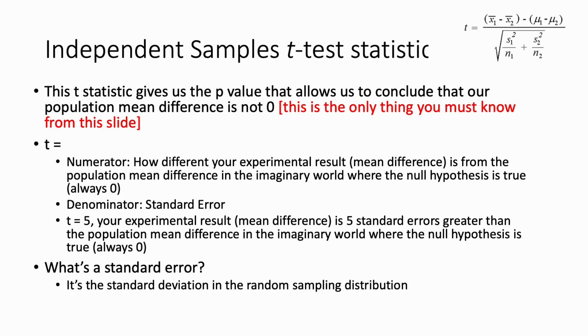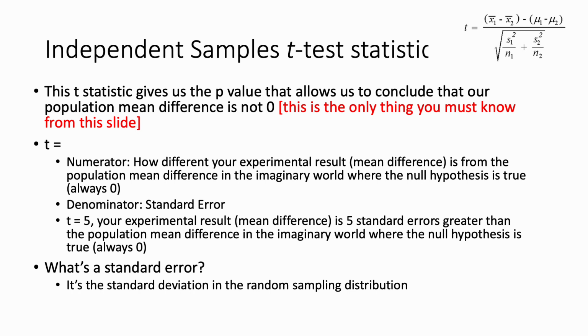All right, so the independent samples T statistic is the thing that they teach in stats class, and they start you off there. And I like to break statistical calculations down. So you see that formula over there that looks like the formula for time travel. Let's just break it down so it's not so scary. First thing I want to say about this is that the T statistic gives us the p-value that allows us to conclude that our population mean difference is not zero, right?